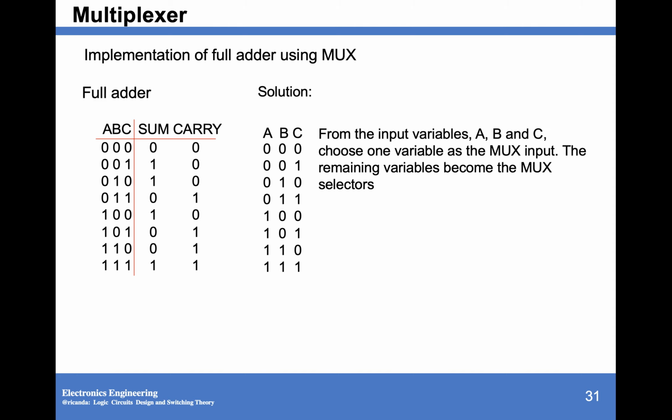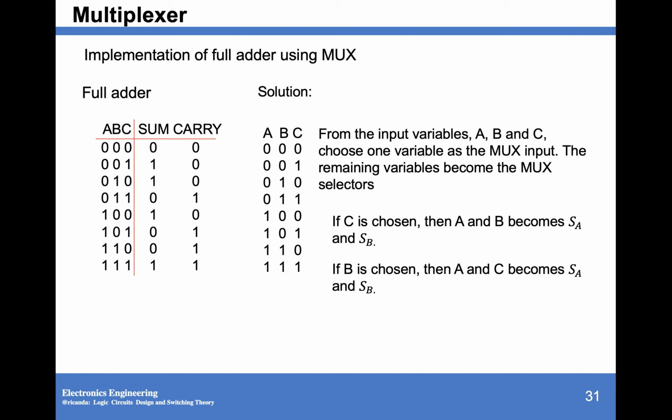So for this example, we have input variables A, B, and C. We have to choose one variable as our input, and the remaining variables will be our selectors. If we choose C, then A and B will become our selector SA and selector SB. If we choose B, then A and C become your SA and SB. If we choose A, then B and C will be your SA and SB.